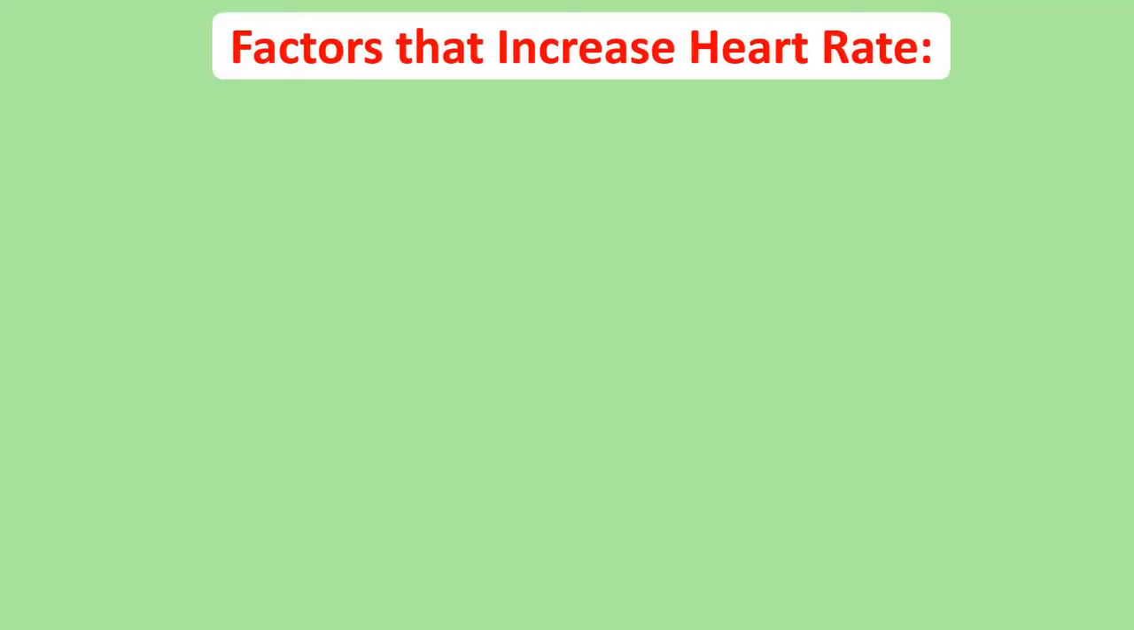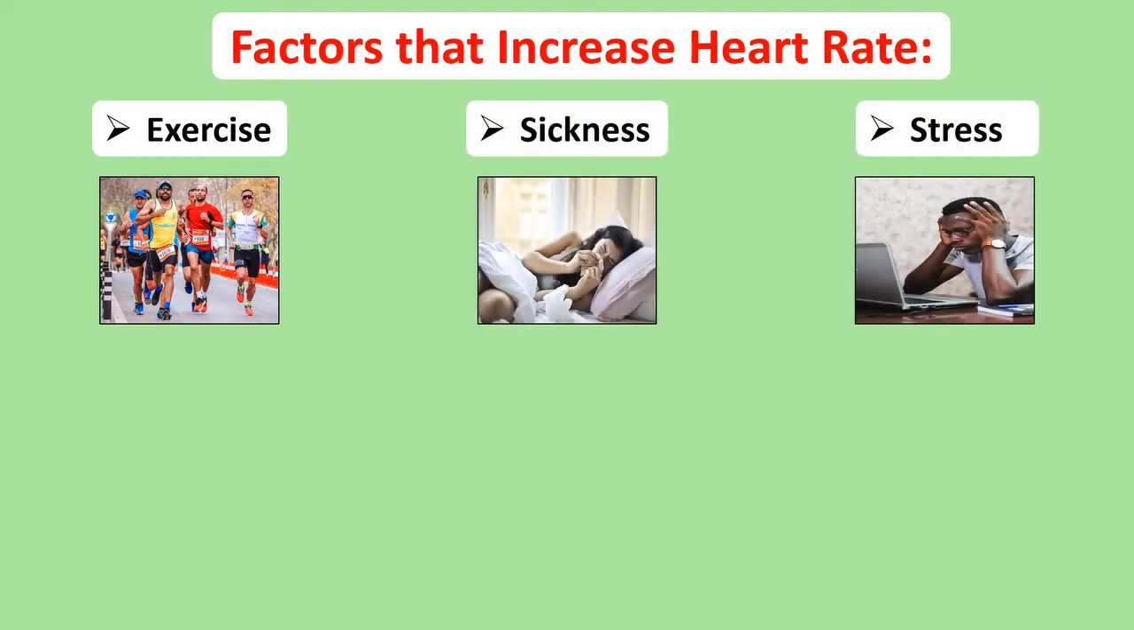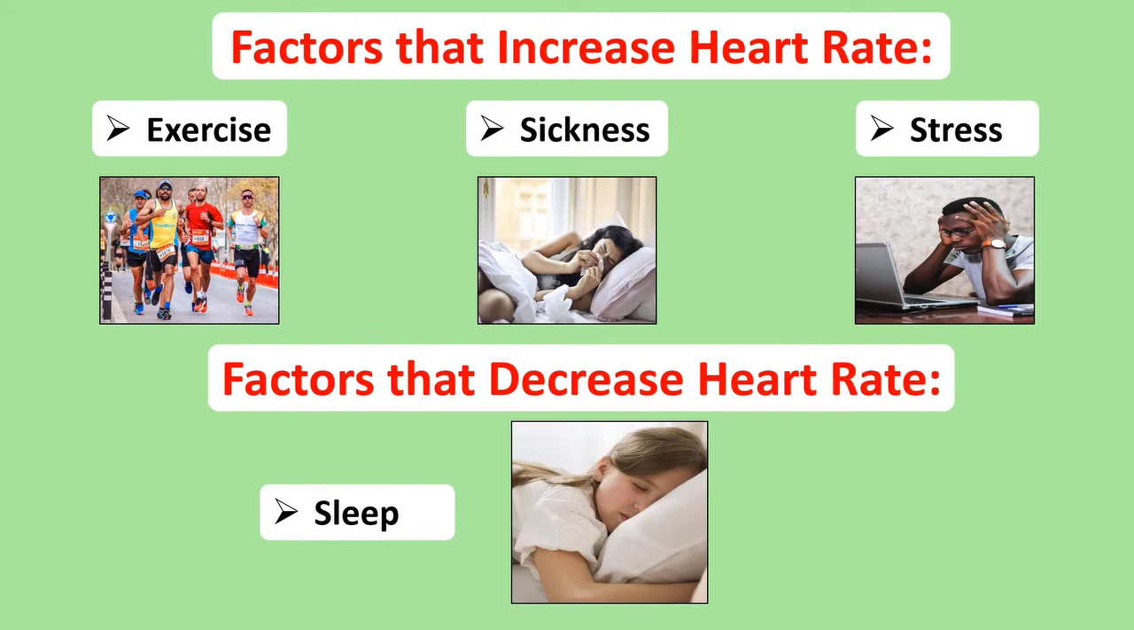Let's look at things that can speed up heart rate or slow it down. Exercise causes your heart rate to go up, because your heart needs to beat more often to get more oxygen to your cells so that you can make more energy. Sickness and stress can also cause your heart rate to increase, while sleeping causes it to decrease as your cells don't need to produce as much energy when you're asleep.